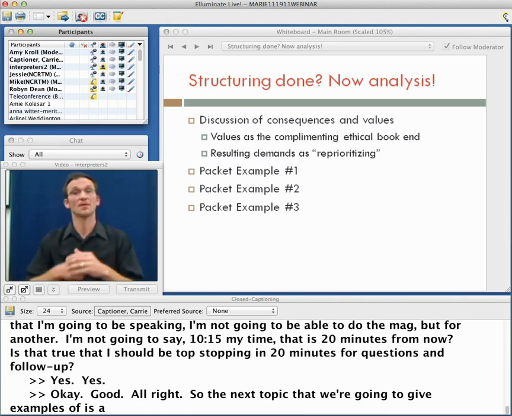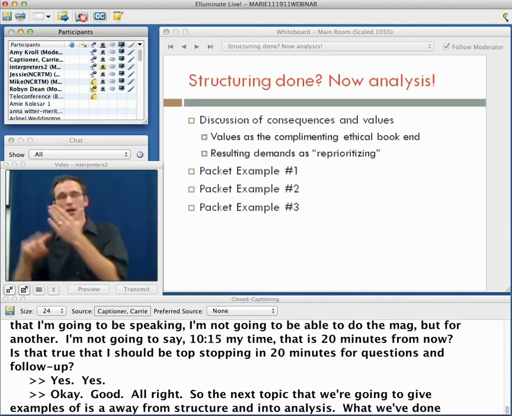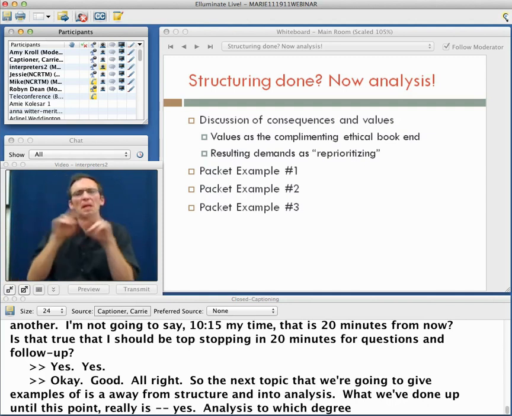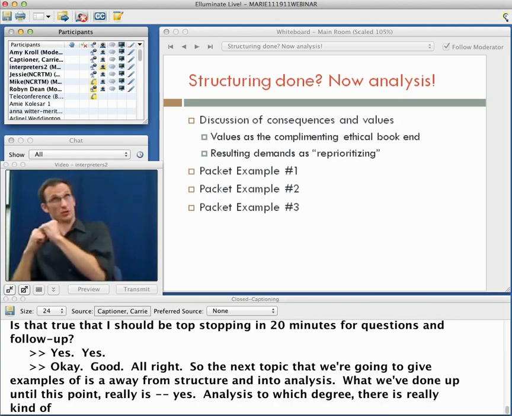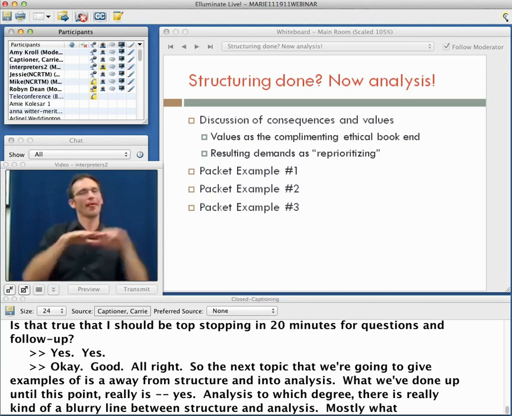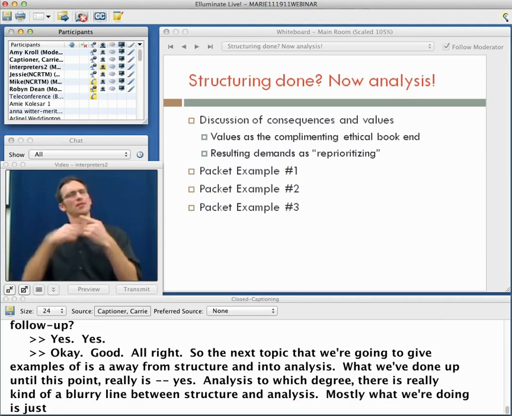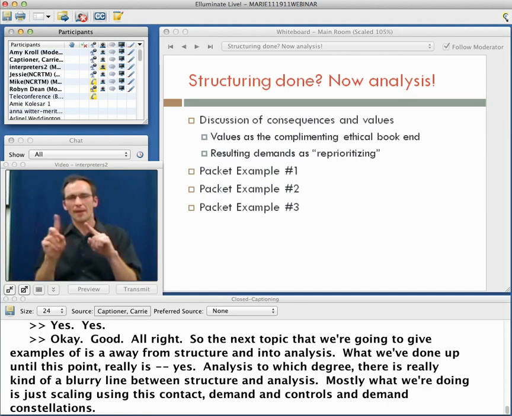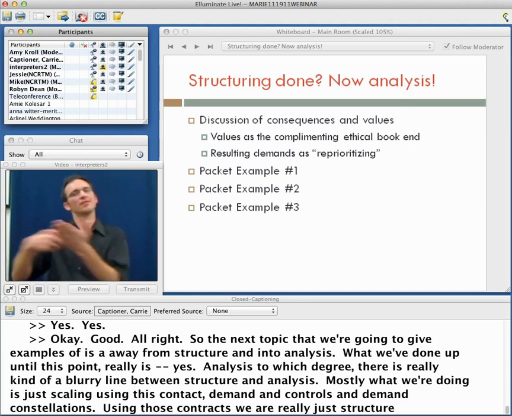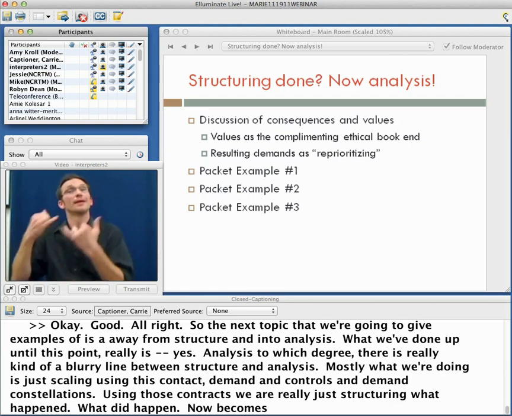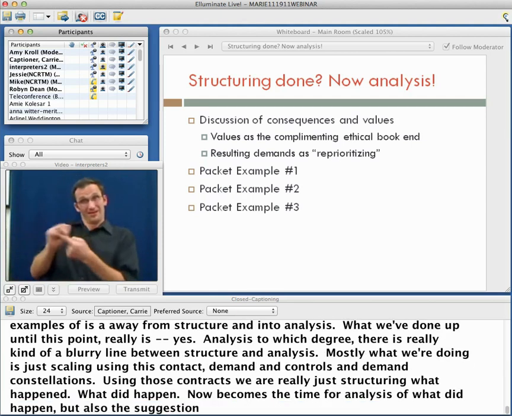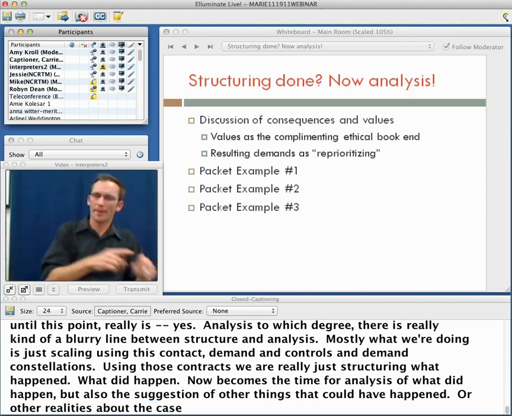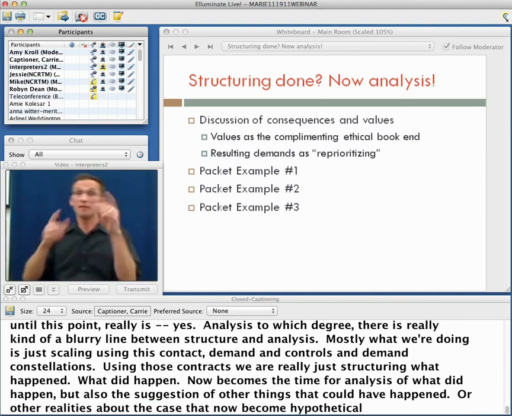All right, so the next topic that we are going to give examples of is away from structure and into analysis. What we've done up until this point really is, yes, analysis to some degree. I mean, there's really kind of a blurry line between structuring and analysis. But mostly what we're doing is just scaffolding by using this construct, demands and controls and demand constellations. Using those constructs, we're merely just structuring what happened, what did happen. Now becomes the opportunity for analysis of what did happen, but also the suggestion of other things that could have happened, or other realities about the case that now become hypothetical, now become open for discussion, opportunities for this person to think about other things, etc.